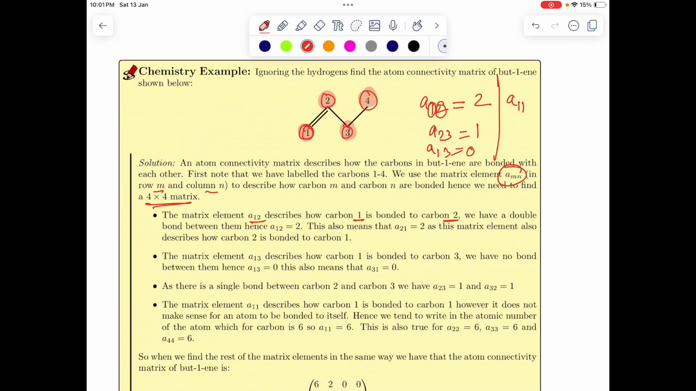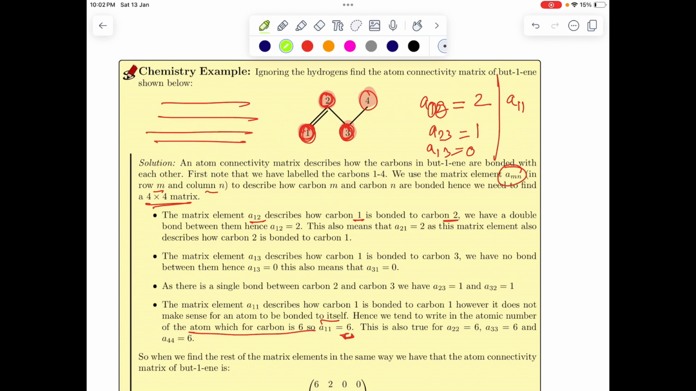So either you can give a value of 0, it depends on us how we define it, but here it is better to give, like it makes sense. Every atom will be bonded to itself, hence we tend to write the atomic number of the atom, which for carbon is 6 over here. So A11 we write as 6. It's just the atomic number if it is bonded with itself. This is the notation. Of course it's true for A22. It's bonded with itself, so we'll assign a value of 6. Again A33 is 6 because of the carbon atomic number. A44 is 6.